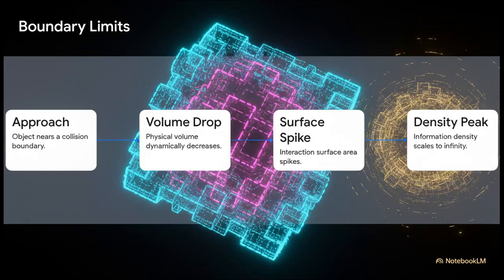And this brilliantly illustrates how the grid handles those interactions. As an object approaches a collision boundary, its physical volume dynamically drops, while its effective interaction surface area actually spikes. The local information density scales exponentially toward infinity. It's driven by a mathematical limit of 24 over 5 to the nth power, which manages immense complexity right at the boundary of the interaction. By using this fractional scaling, the system handles extreme local data density without melting the simulation's processors.